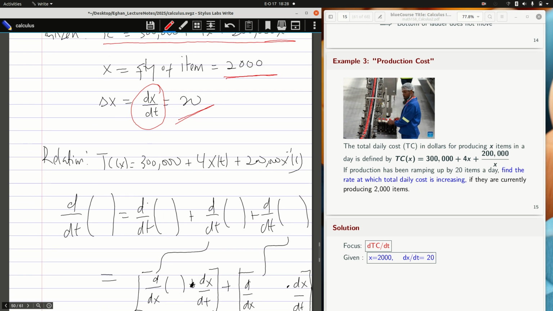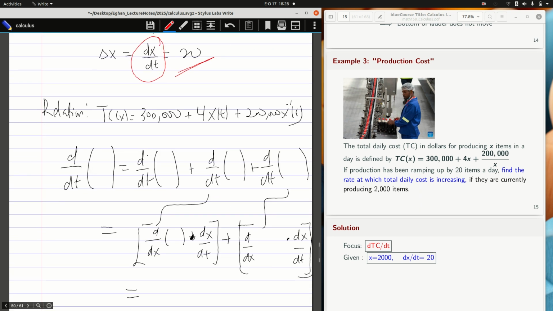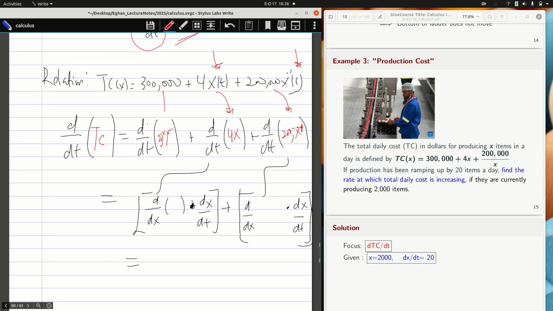So after all, now rewrite my function in terms of x. Wherever I see x, I introduce the t to have the implicit differentiation done. So I have d/dt of TC, d/dt of the 300,000 here, d/dt of the 4x, d/dt of the 200 million x^-1. You want to just take your time and write these things right for me. Okay, now they're the same as the dTC/dt. Here I have to apply the, okay, so this part goes to 0 plus.